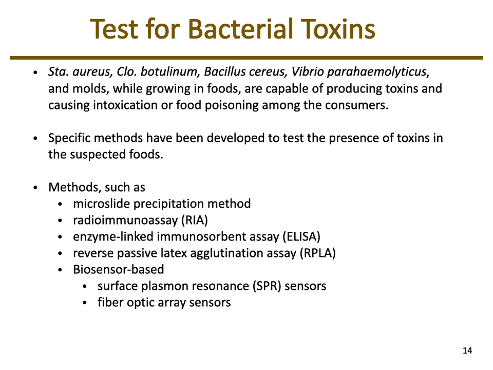Other methods would be radioimmunoassay, or you're probably more familiar with the enzyme-linked immunosorbent assay, ELISA, but we can also do the reverse passive latex agglutination assay. Say that 10 times fast. There's also biosensor based technology, and we'll talk a little bit more about the biosensor later on.